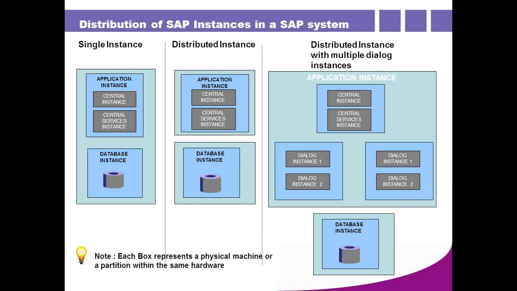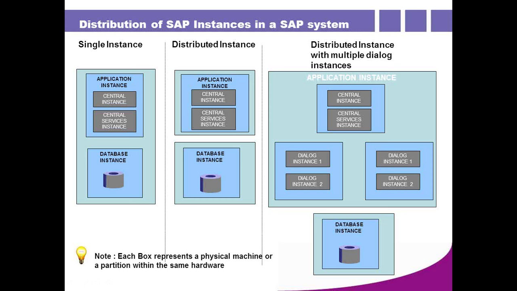So what is the real ideal setup? Is that the third box, distributed instance with multiple dialog instances? If you have multiple instances, you can use it like this. It's not ideal, but I don't want to take this risk either. I want each and every instance on a single separate server. At that time, you see 6 boxes. Here we are seeing 3 boxes, 3 servers.